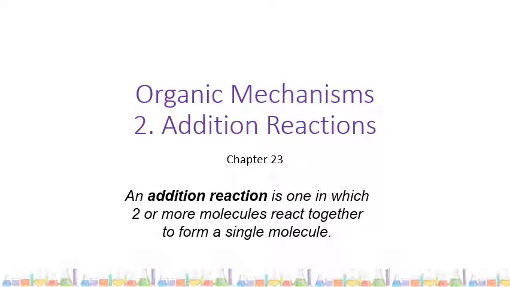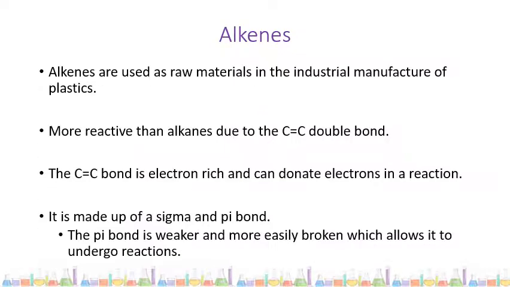The second type of organic mechanism that we look at is addition reactions. An addition reaction is one in which two or more molecules react together to form a single molecule. Alkenes are used as raw materials in a lot of industries, one example being the manufacture of plastics.